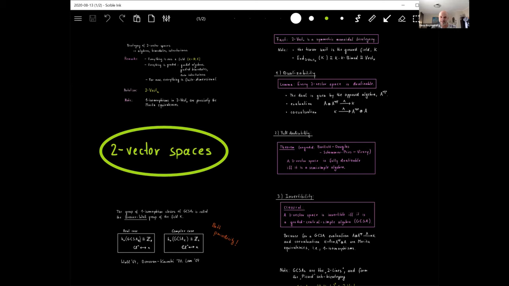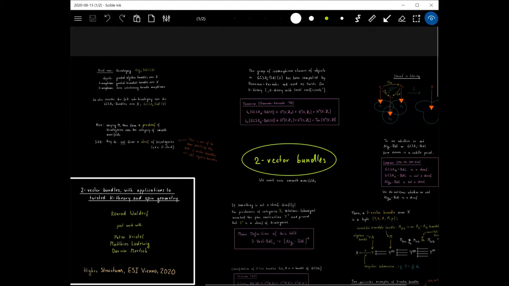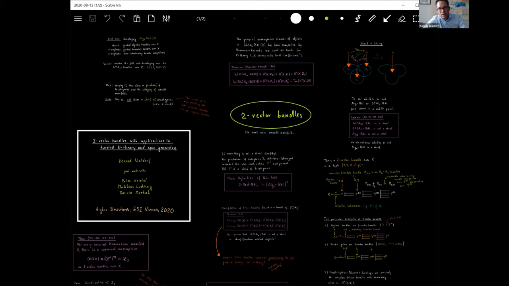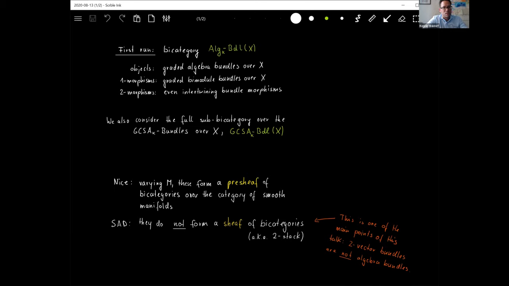All right. So now let me move on to the bundle version of this story. Now we want to discuss two-vector spaces in families, and there is a subtlety that's going to be important. The first attempt would be to look at the bicategory where one separately considers bundles of the objects, bundles of the morphisms, and bundle morphisms that are fiberwise 2-morphisms. So one would consider graded algebra bundles over X, graded bimodule bundles over X, and intertwining bundle morphisms. And of course, there's also the sub-bicategory where all the objects are graded central simple.